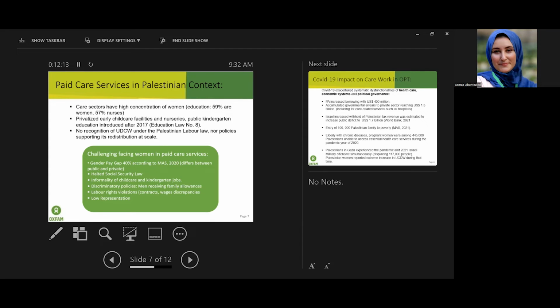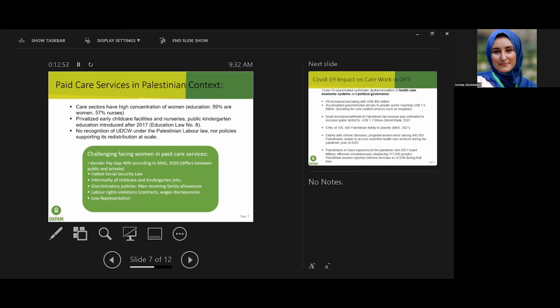In Gaza, there hasn't been any public kindergarten due to the political division. And even looking at the Palestinian labor law, there isn't any recognition of unpaid care and domestic work, nor any policies that support the redistribution of it at scale. So what happens is that women are concentrated as workers. They are usually informal workers, so they suffer from wage discrepancies and absence of contracts. In the public sector, among public teachers, men are the ones who receive family allowances. So there are also discriminatory policies, and there is an acute gender pay gap, particularly in the private sector.